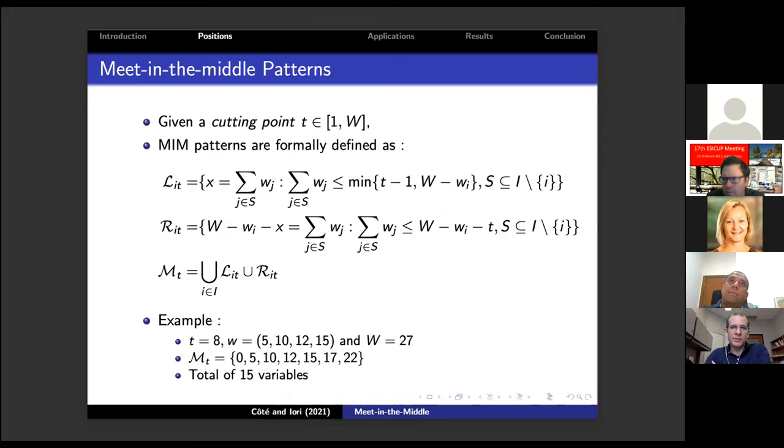And I can compute these positions like the normal patterns or like the Boschetti et al. patterns. Simply, I will take a cutting point, my vertical line, and for everything that will be on the left side, I will compute all the sums of widths that can be on the left side, and I will compute all the sums of widths that can be on the right side. Doing the union of both sets will give me the whole set of positions for an item, and doing the union for everything will give me the set of all positions for all my items. So doing this for my example will give me 15 variables. So I'm reducing by three.